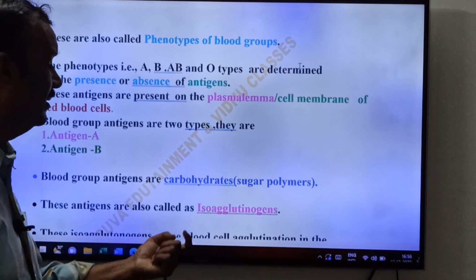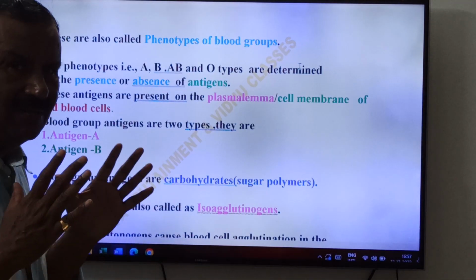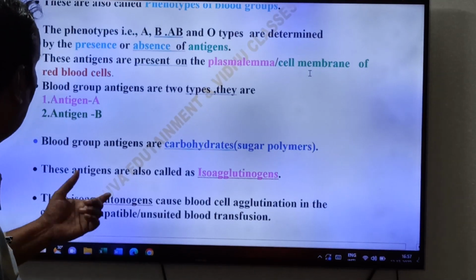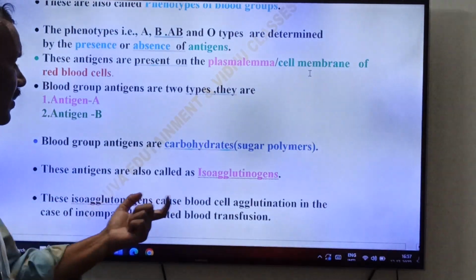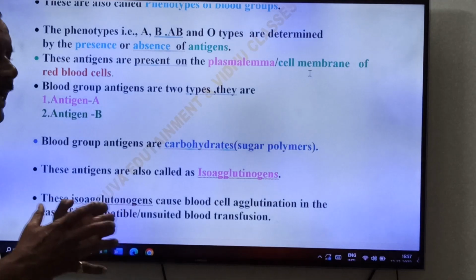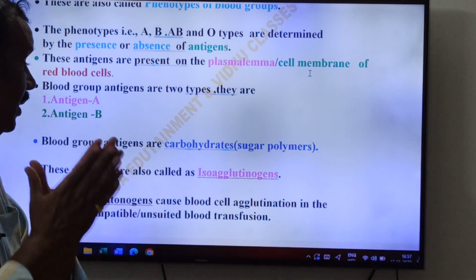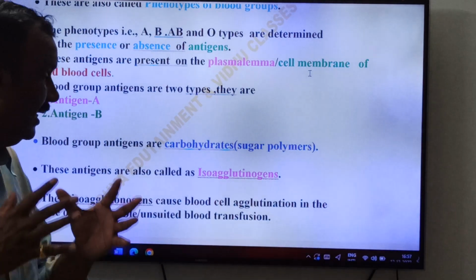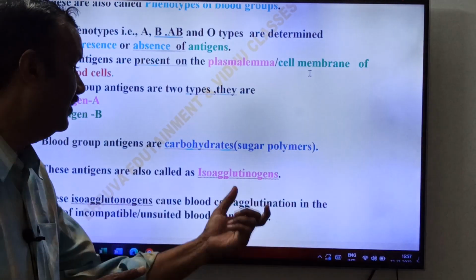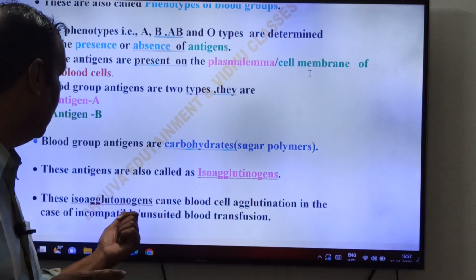These antigens are also called isoagglutinogens. What is another name of the antigens, friends? Isoagglutinogens. What are isoagglutinogens? Isoagglutinogens cause blood cell agglutination, blood clumping, in the case of incompatibility or unsuited blood transfusion. When, friends? In the case of unsuitable blood transfusion. That is called what, friends? Incompatibility.